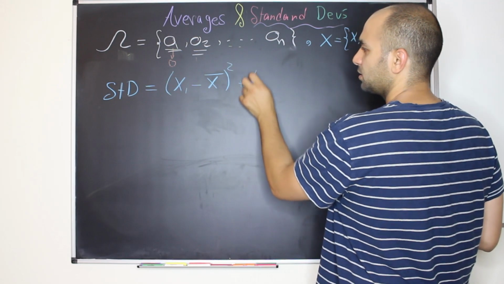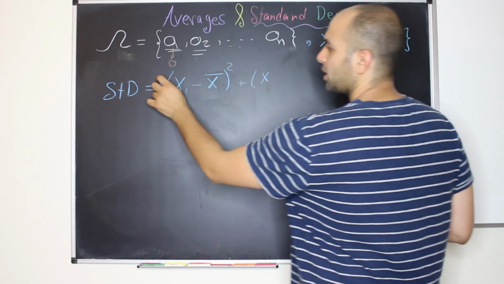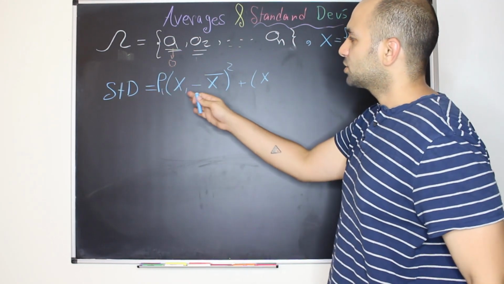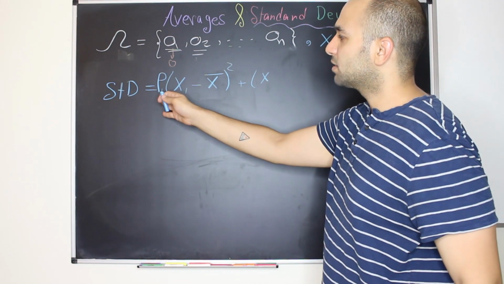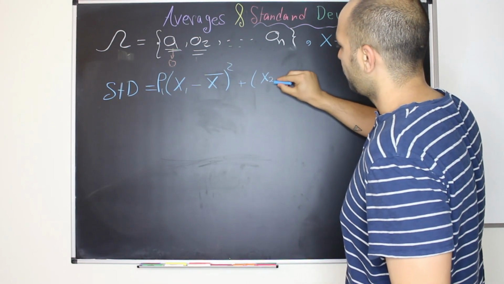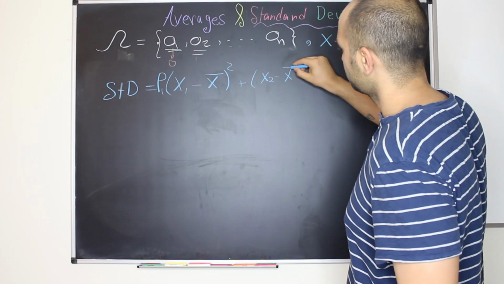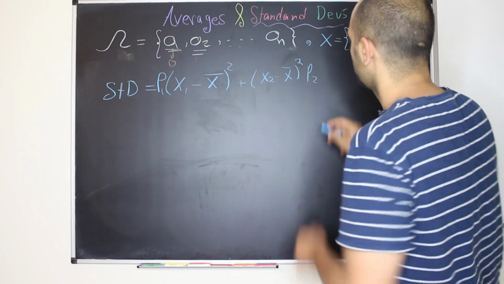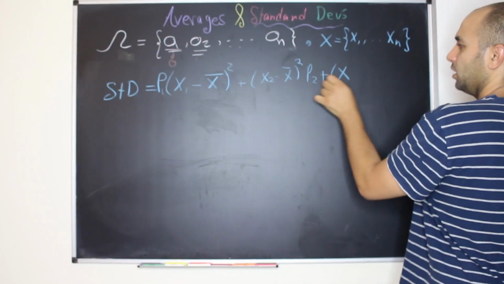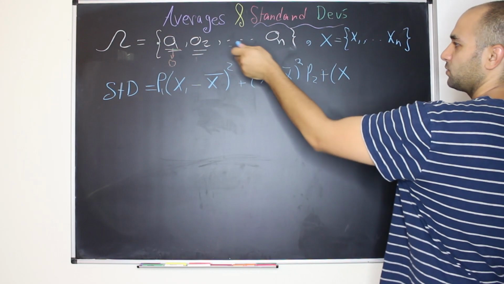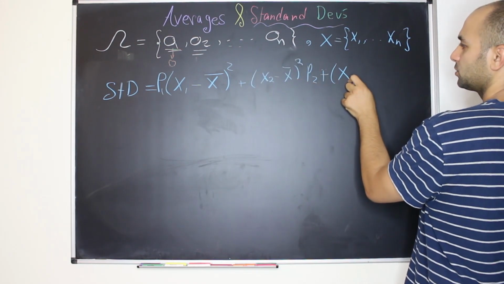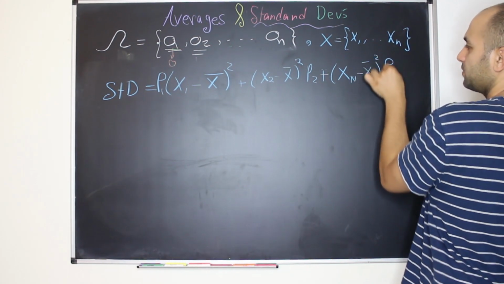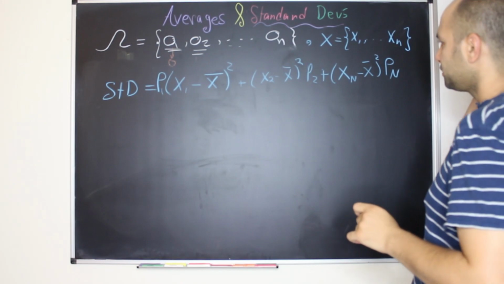And then plus, of course you have to multiply by the probability of the first one. Each quantity is, we say, weighted by that probability. Then you have x2 minus the average, squared, times that probability. And then you do the same thing up to xn. You add all of them. For each outcome you add one contribution. So this is up to xn minus x bar squared times the probability of the last one.